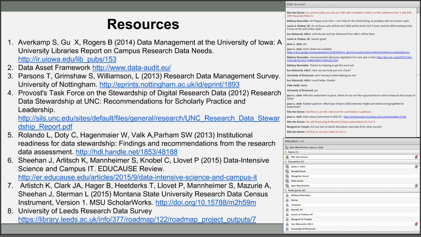So Jason says, with this assessment in place, where do you see the opportunities to start to measure the success of RDM? Yeah, I think that's a good question. I think by repeating the census every year or every other year, hopefully we'll be able to see higher rates of sharing or more understanding regarding data management.